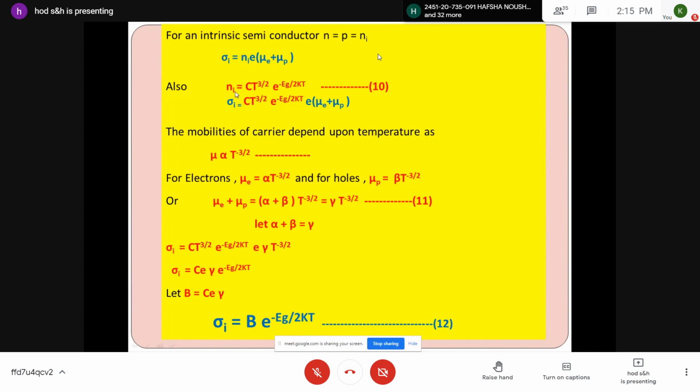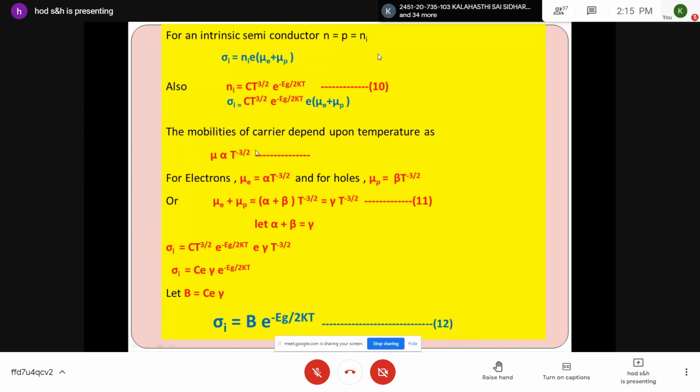But the expression for concentration in an intrinsic semiconductor is Ni is equal to C T to the power of 3 by 2 e to the power of minus Eg by 2 kT, where C is a constant, T is absolute temperature, Eg is energy gap, and K is Boltzmann constant. So in the above expression, instead of this Ni, you substitute this. Then sigma I is equal to, instead of Ni, C T to the power of 3 by 2 e to the power of minus Eg by 2 kT, then E into mu E plus mu P as it is.